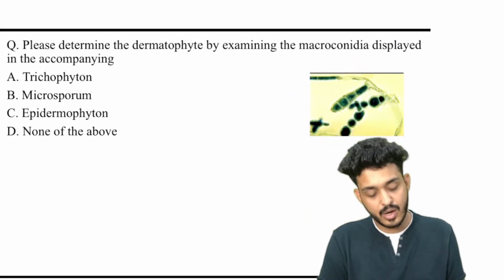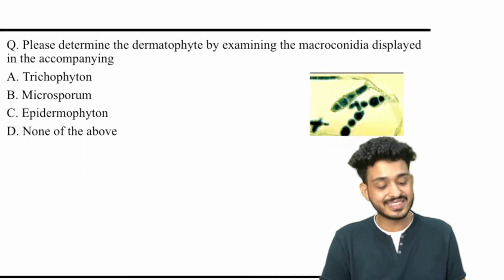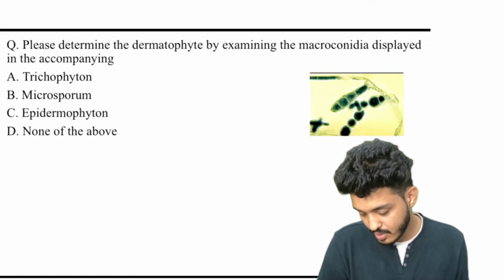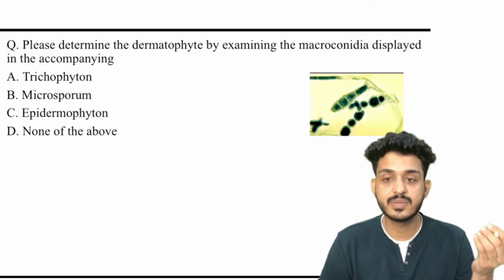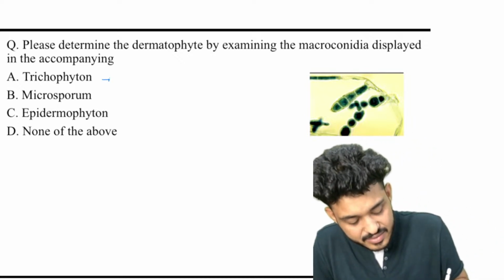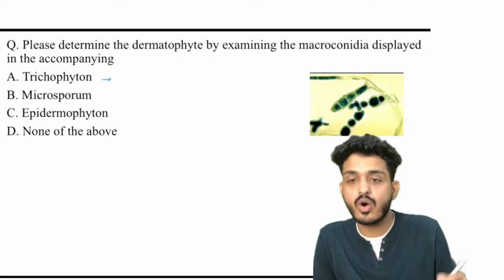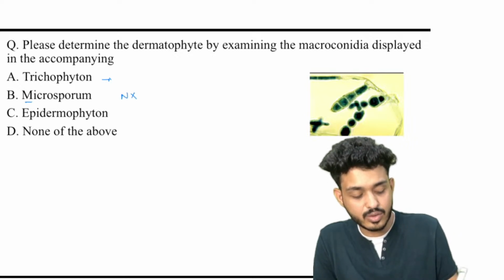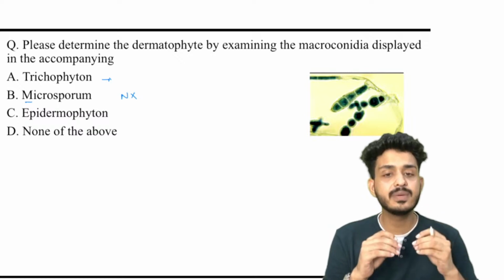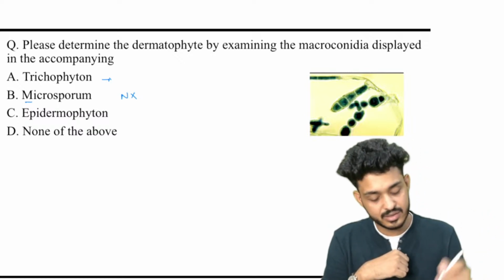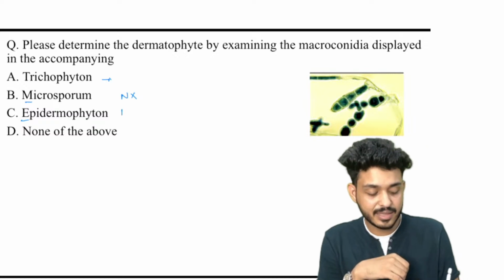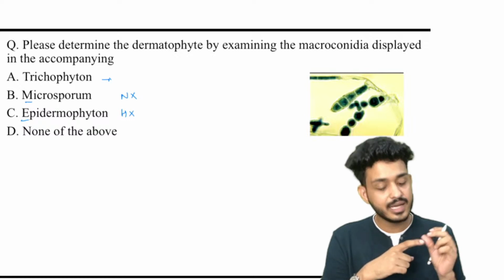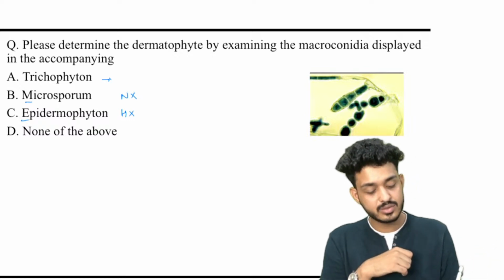Okay, now please determine the dermatophyte by examining the macroconidia displayed in the picture. How will you identify this? We have three things. Trichophyton would be affecting all three: skin, nails, and hairs. Microsporum would not be affecting nails; it will be affecting your skin and hairs. Epidermophyton, E is followed by H, so that would not be affecting your hairs; it will be affecting your nails and skin. So these are the three things.